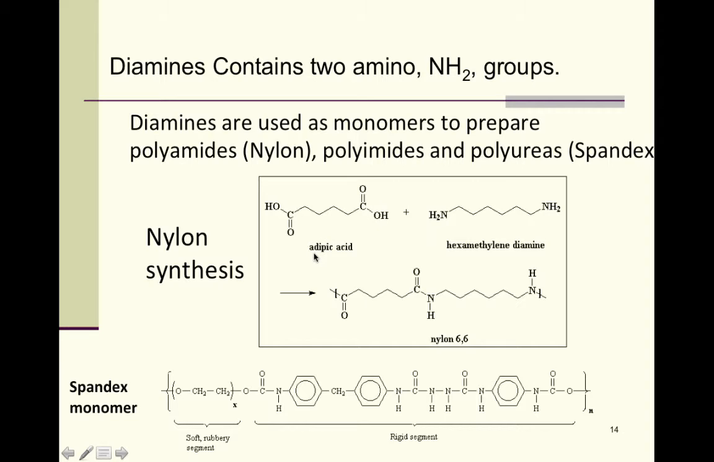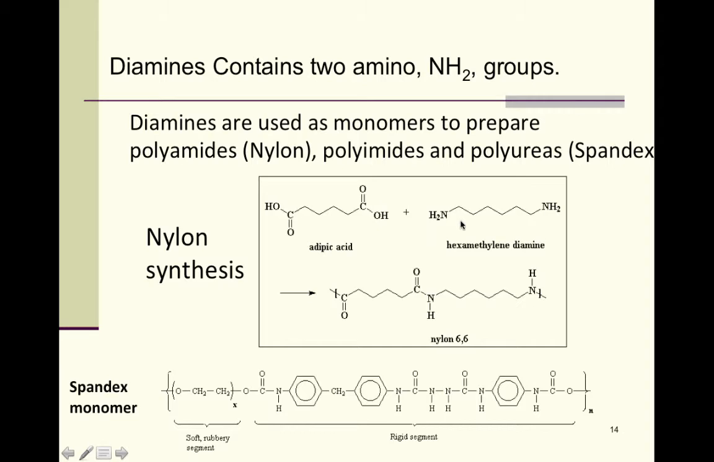You have the diacid here, and on this side we have a carboxylic acid. Over here, another carboxylic acid. The total number of carbons in this reactant would be 1, 2, 3, 4, 5, 6. And that's where the first 6 in nylon 66 comes from.